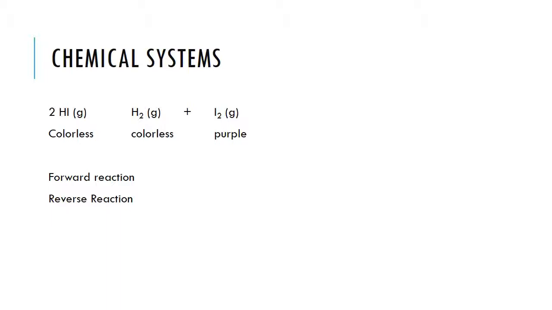So here we have 2HI, and it is going to go in between H2 gas and I2 gas. Now what's nice about this, we have two colorless gases, and we have purple when iodine gas is being formed. So we have something physical that we can go through and track. So our forward reaction is when reactants go to products. The reverse reaction is when products go to reactants. Now we call this dynamic.